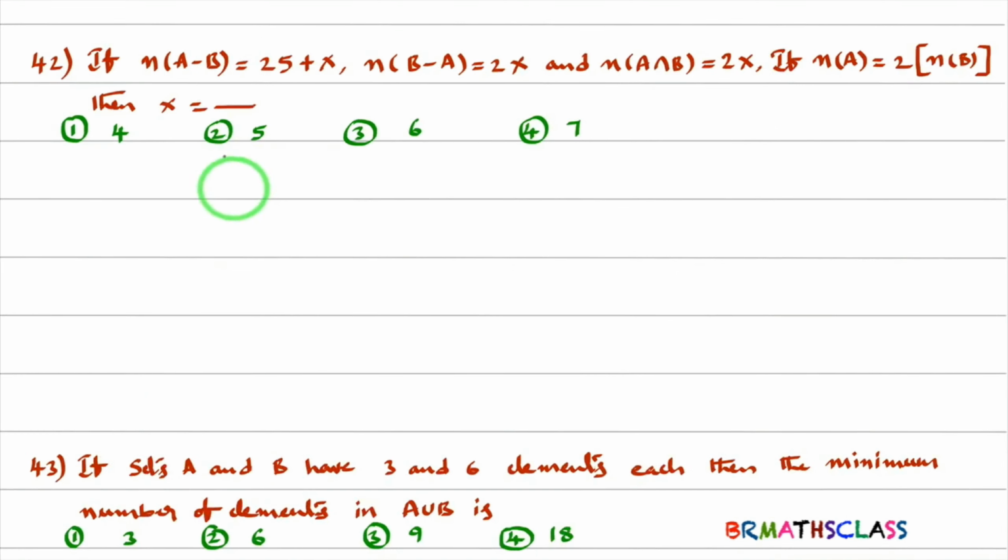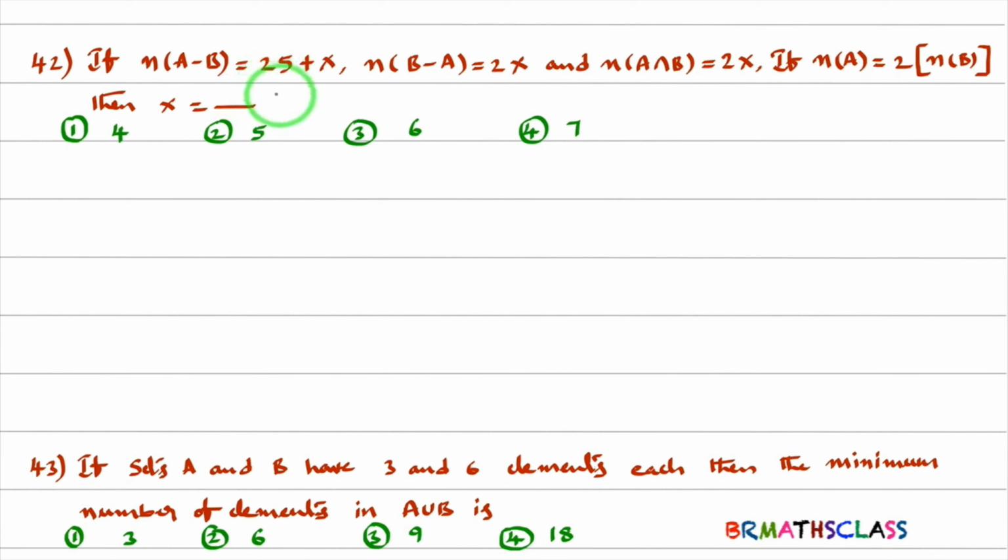You see question number 42. N of A minus B is given as 25 plus x. N of B minus A is given as 2x. And N of A intersection B is given as 2x. What they are saying is, if N of A is the same as 2 times N of B, then find the value of x. This problem is similar to the earlier problem.